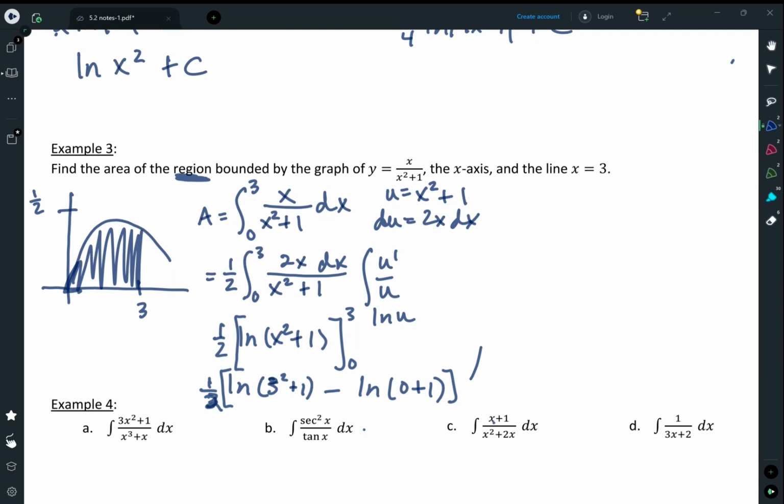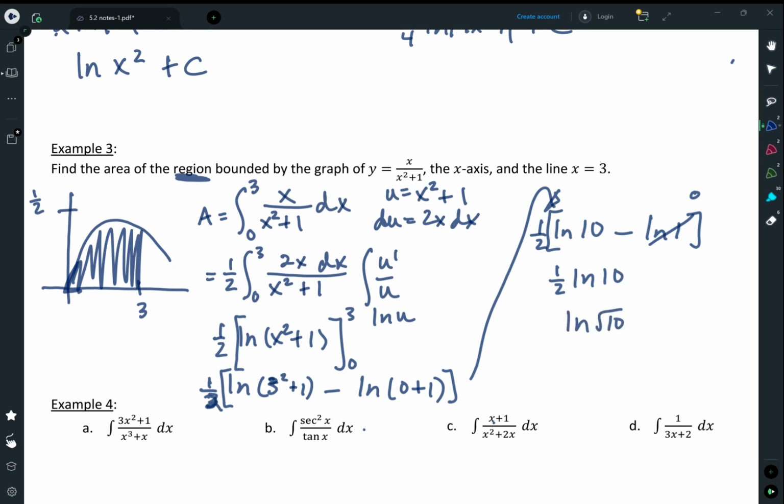And then, kind of moving right along here. So 1/2 the natural log of 10 minus the natural log of 1. I know that the natural log of 1 is just going to be 0. Remember, e to the 0 power equals 1. Anything to the 0 power equals 1. So this is just going to be 1/2 the natural log of 10, or the natural log of the square root of 10. Either of those would be good answers.